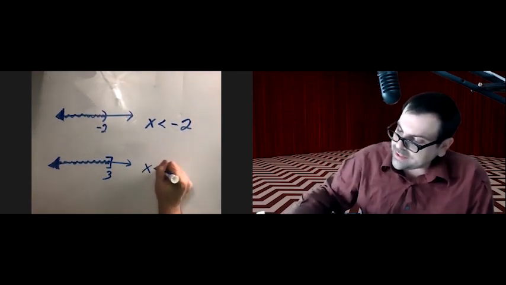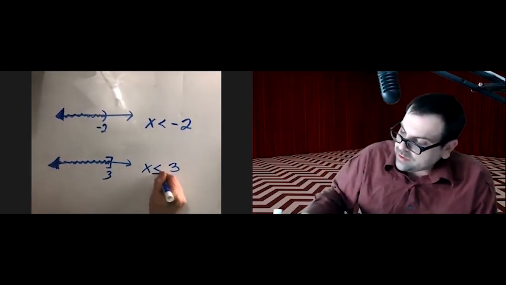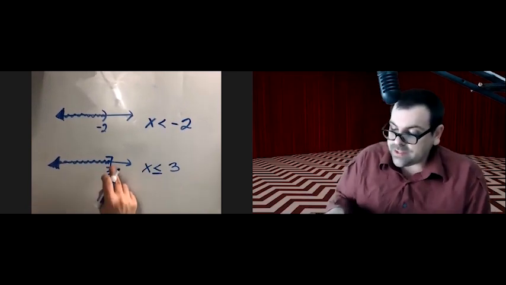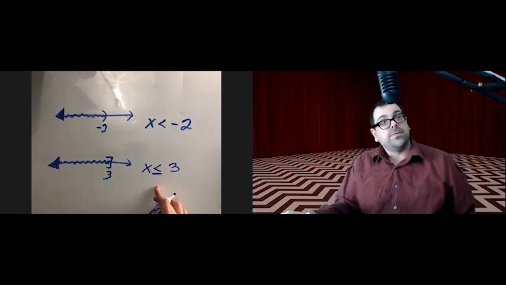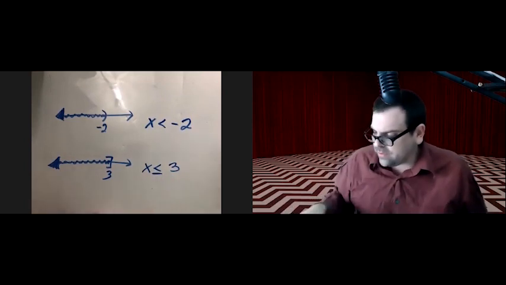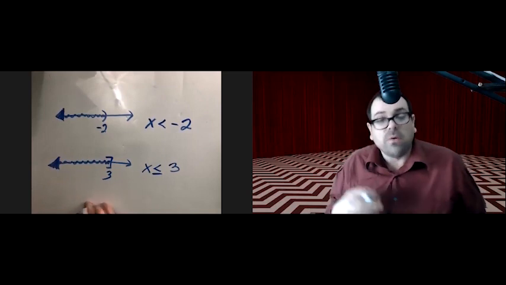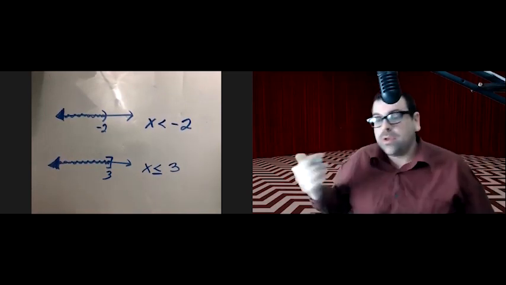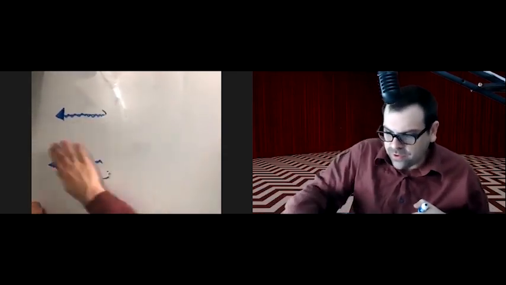X is less than 3, but it's also possibly equal to 3 because this is a square bracket. Square brackets are the or equal to. So why am I making a big deal of showing parenthesis and square bracket when we already have a perfectly good open and closed circle system? Well, it has to do with this thing I said I'd show you, this interval notation.